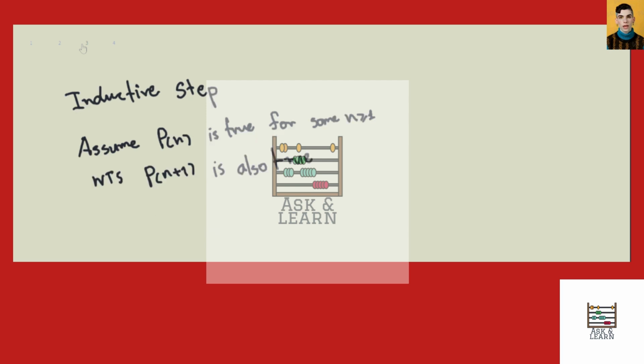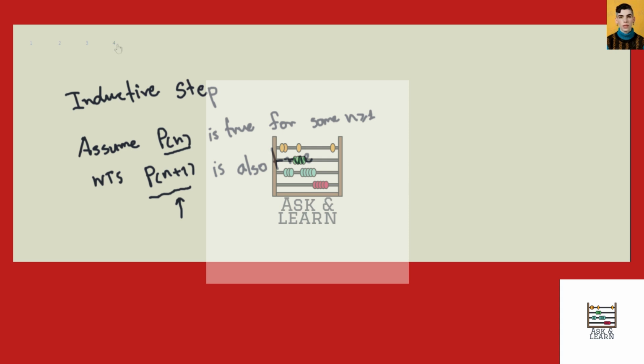Next, for the inductive step, we assume the statement is true for some n greater than or equal to 1. So P(n) is given. We want to show that P(n+1), the next statement, will also be true. We have to construct this using the information we have from P(n).